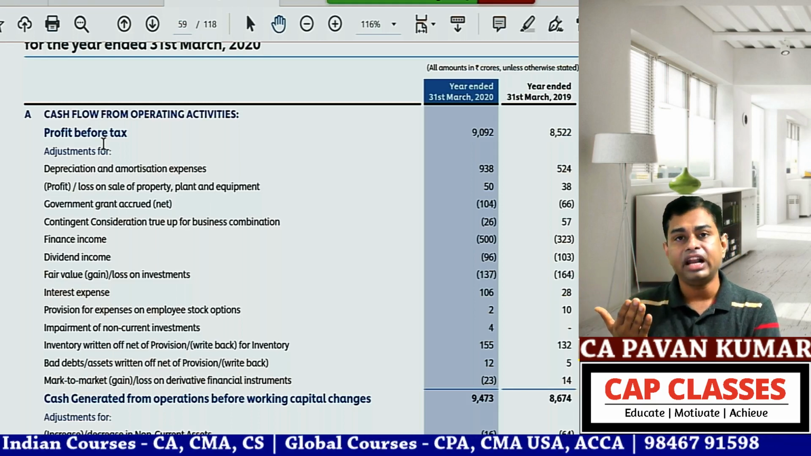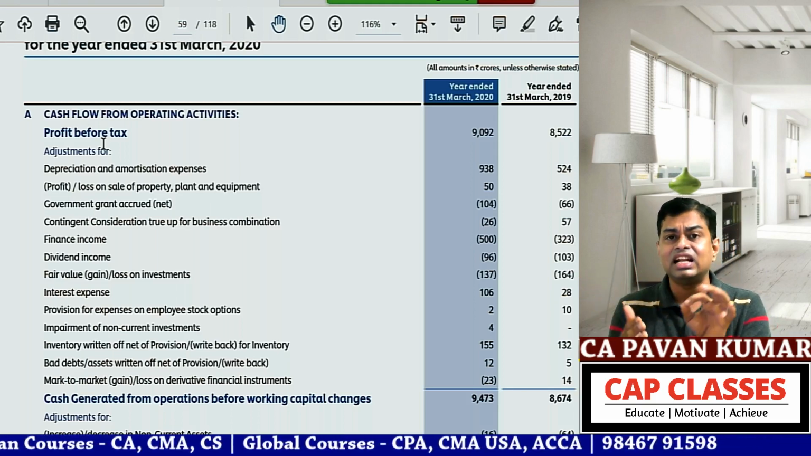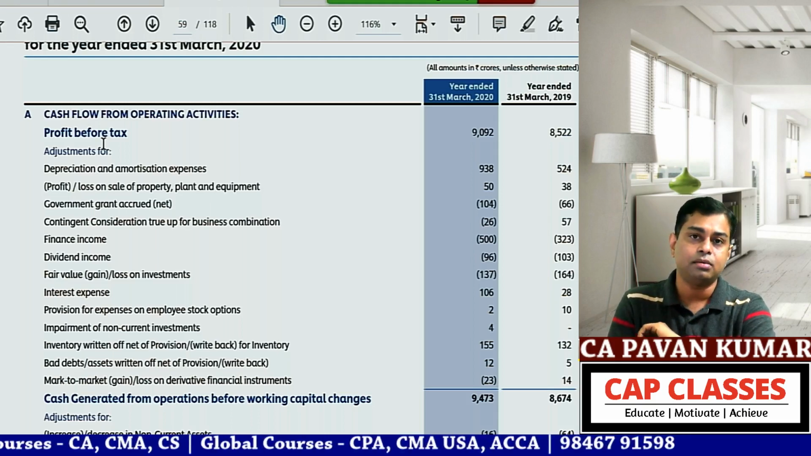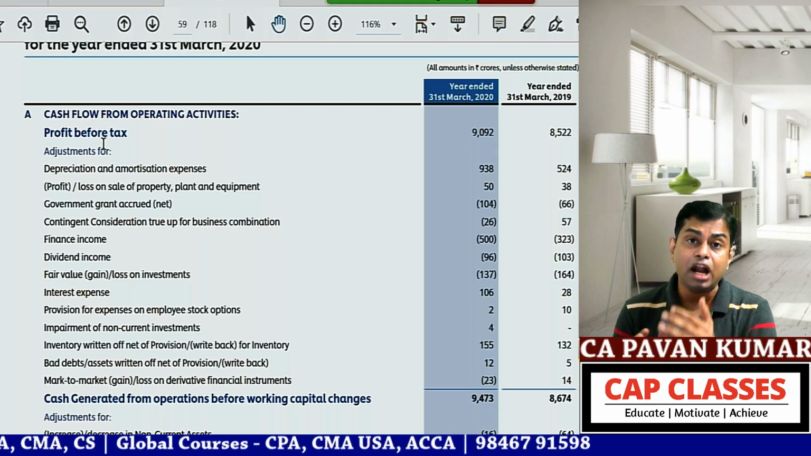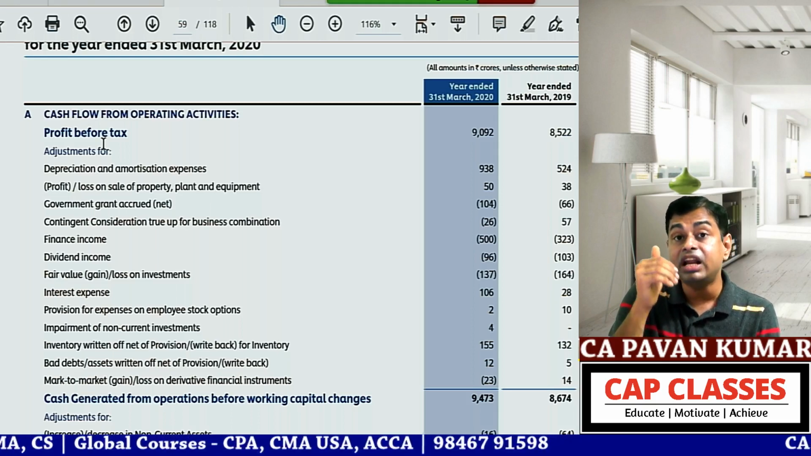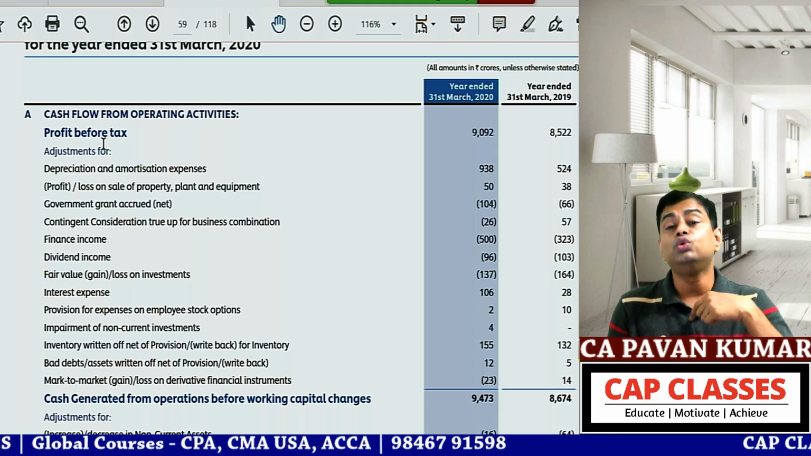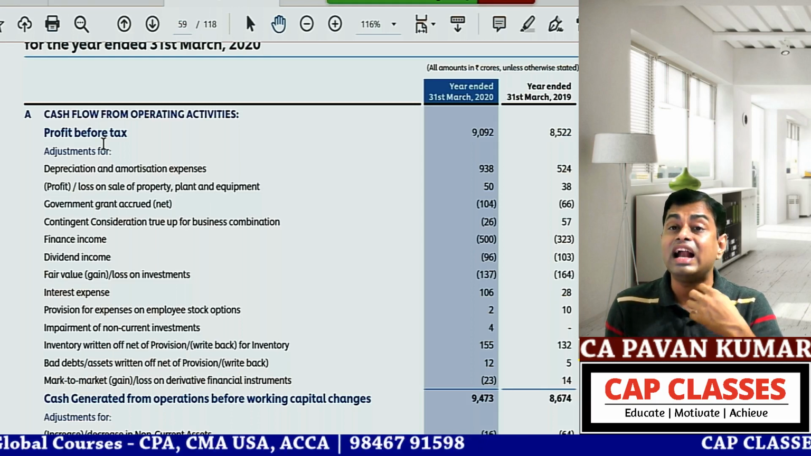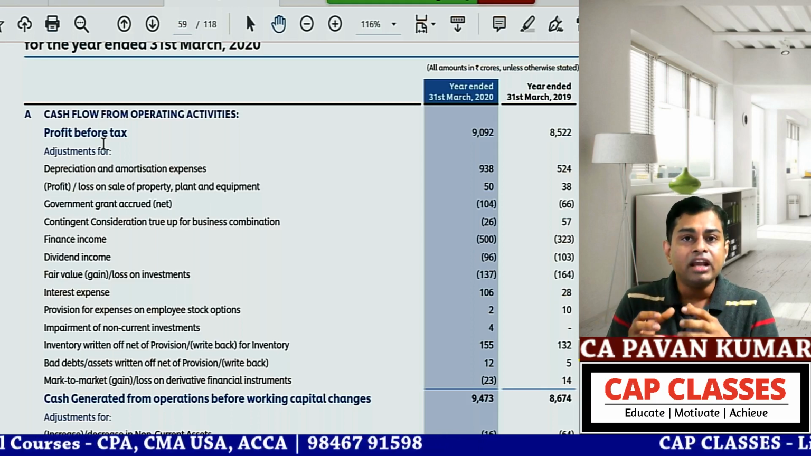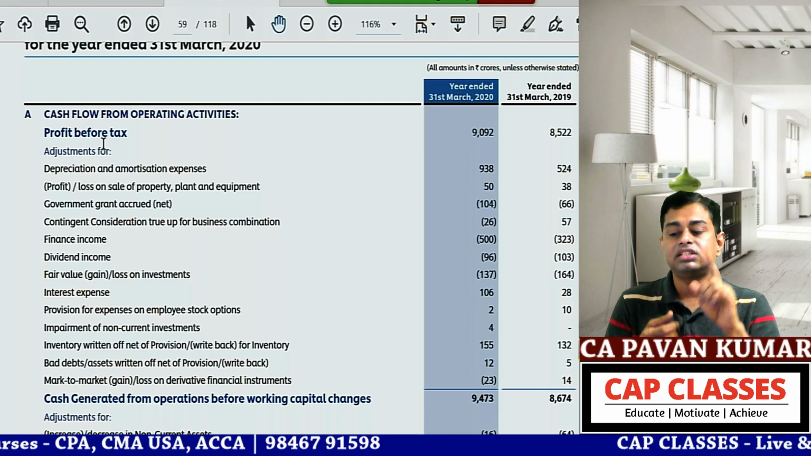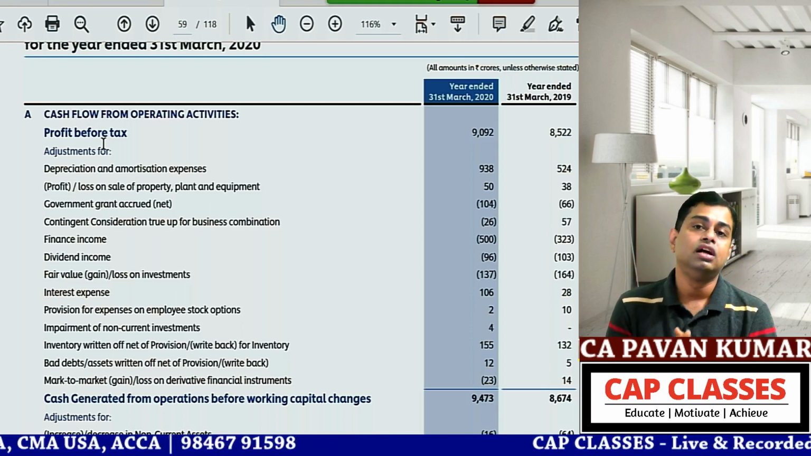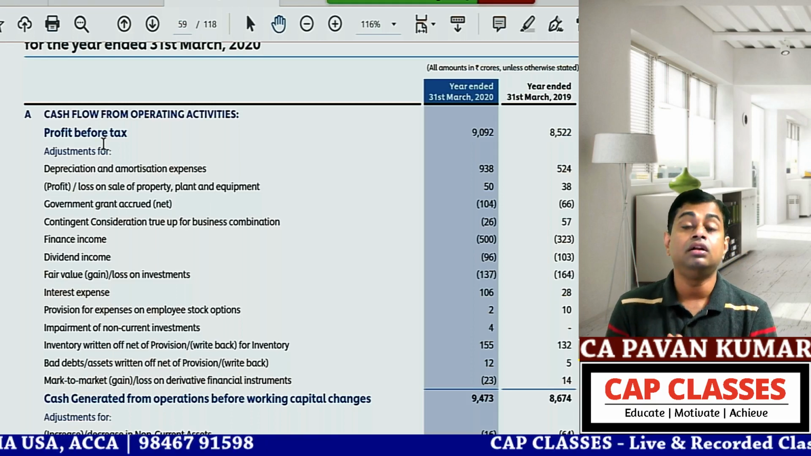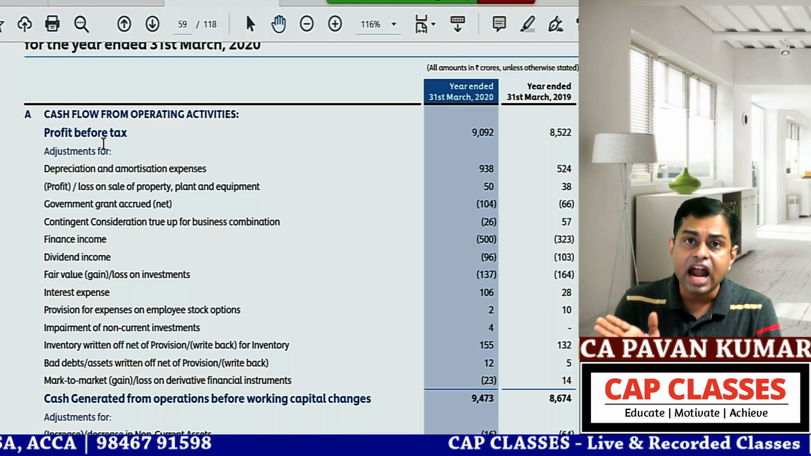Take your profit after tax, net profit after tax, PAT. Add back taxation. It becomes PBT, profit before tax. To that you will make a few adjustments. What are the adjustments? One, non-cash moving items like depreciation and provisions: add back, add back, add back.